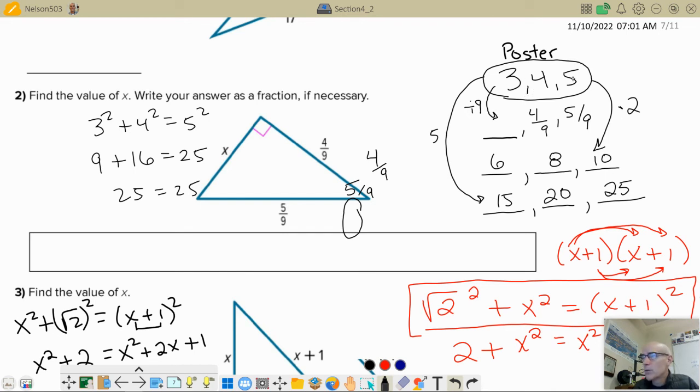That means the 3, 4, 5 is the three sides of a right triangle. See how 25 equals 25? I did the Pythagorean theorem over here. So that means we have a right triangle, okay? And the nice part about Pythagorean triples is they're whole numbers, okay?